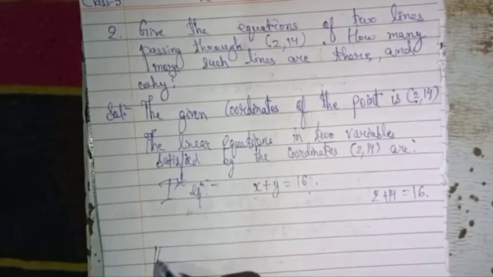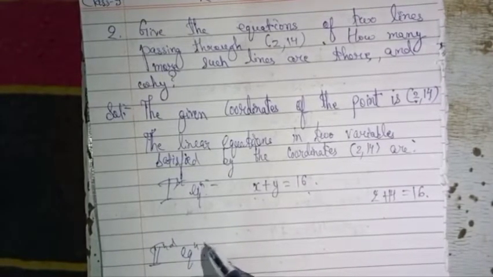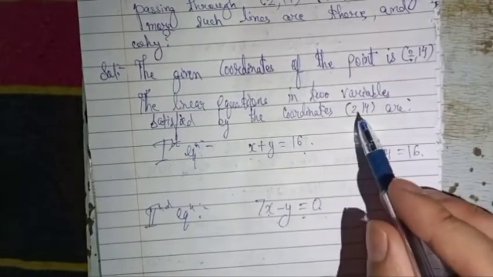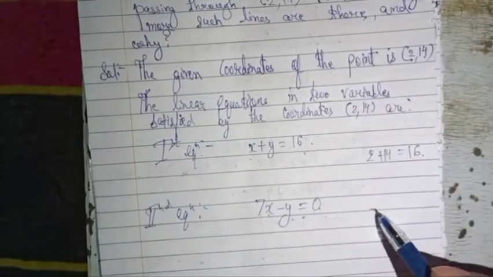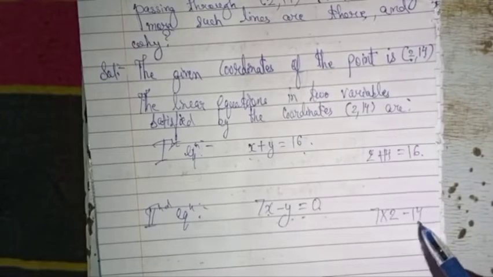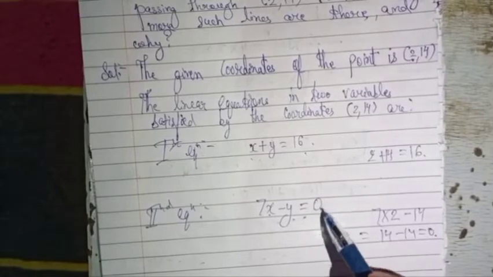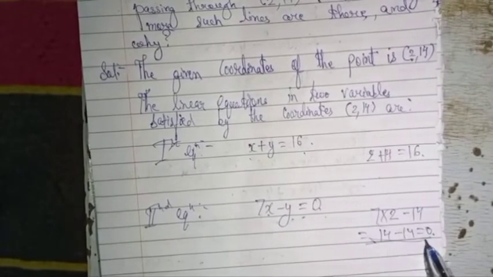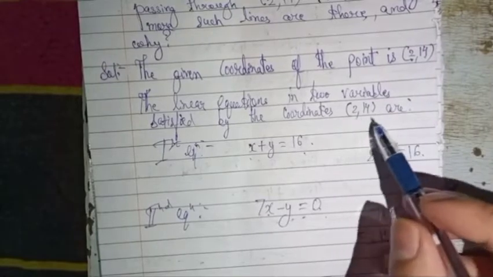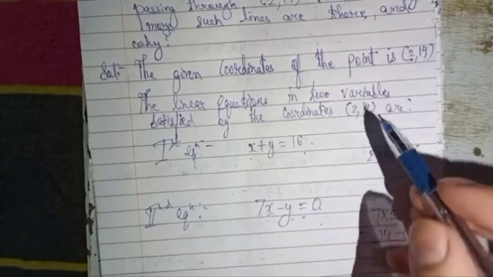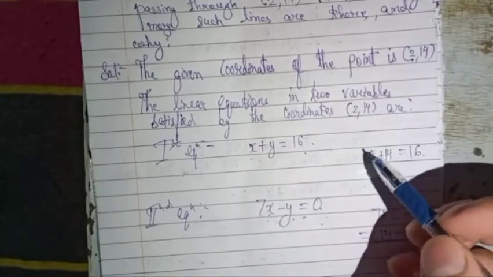The second equation we will write as 7x minus y is equal to 0. See how we have written the equation 7x minus y equal to 0. When we put the value of x, that is 2, and y, that is 14, we get 7 multiplied by 2 minus 14, which is 14 minus 14, which is 0. So it is equal to 0, and thus we can say that the equation is satisfied by the coordinates (2, 14). So that will be the second equation in two variables which is satisfied by the coordinates (2, 14).